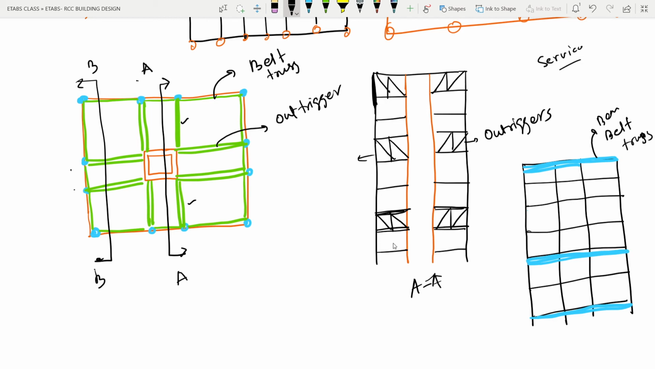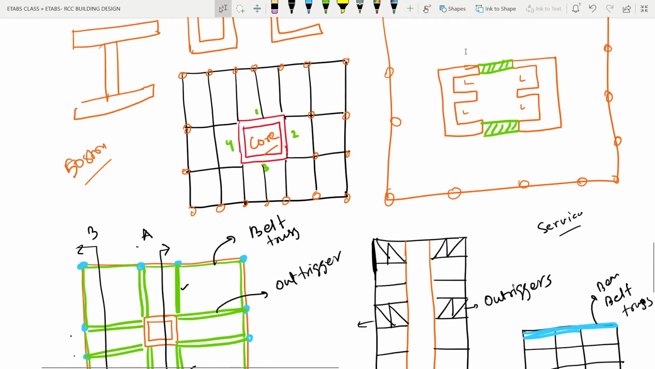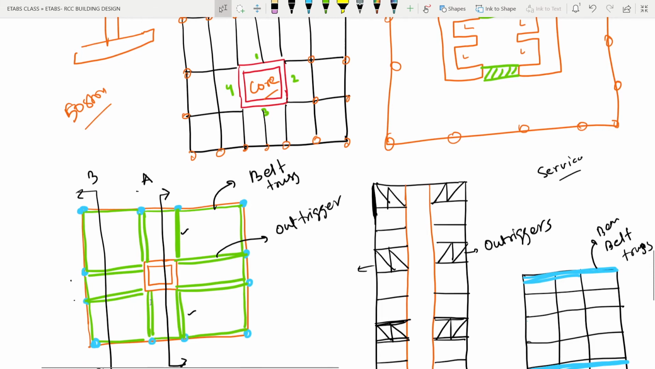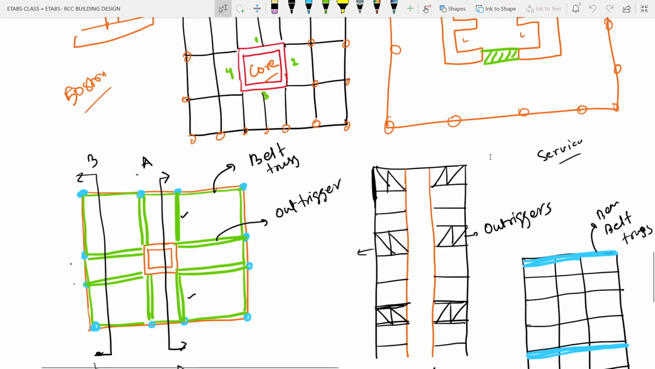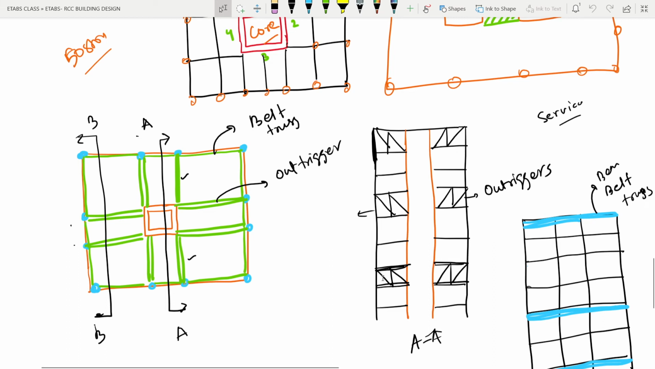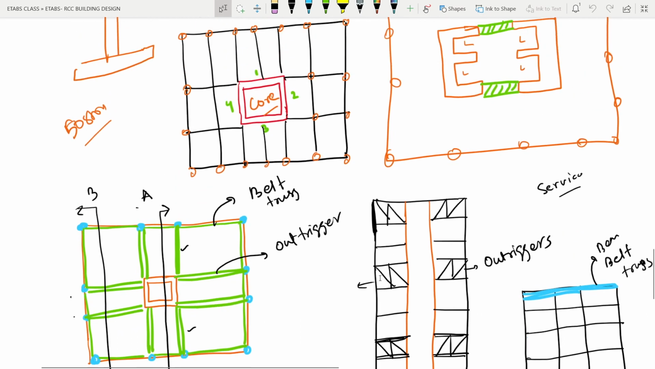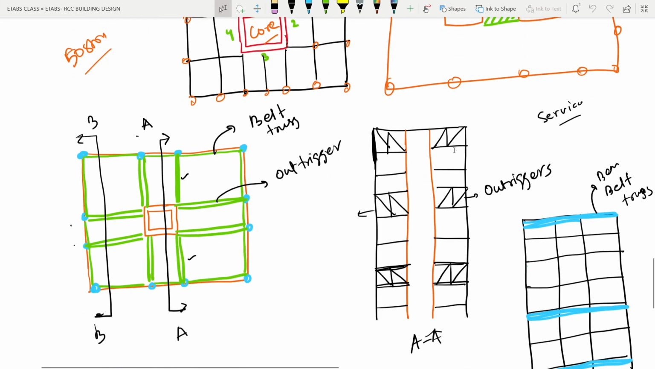But the thing is, this particular system, when we are providing the outriggers, in that case we can provide a lesser size of the core wall. We can reduce the core wall size. So if you see here, obviously the core wall will be kind of something like this, but we can decrease the size of the core wall and we can provide this kind of outrigger system. And it will give you the similar kind of resistance for the lateral force.